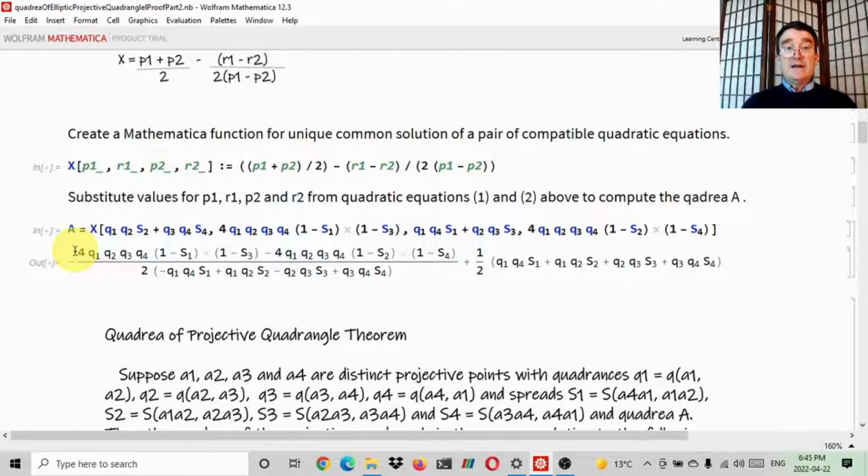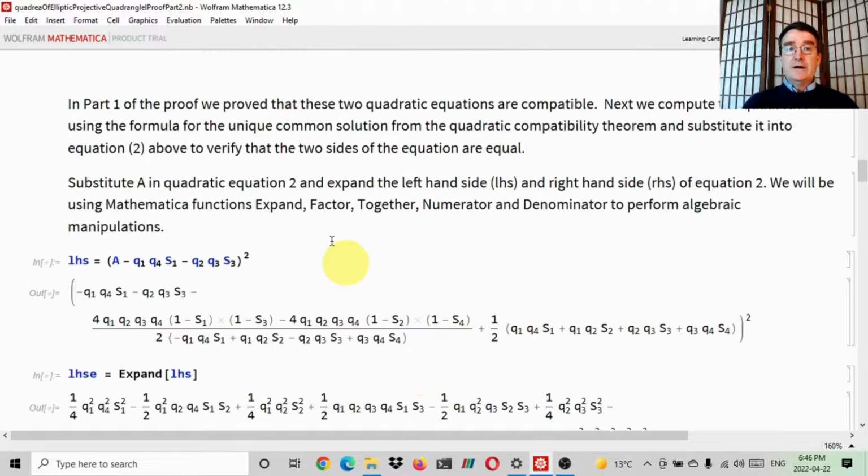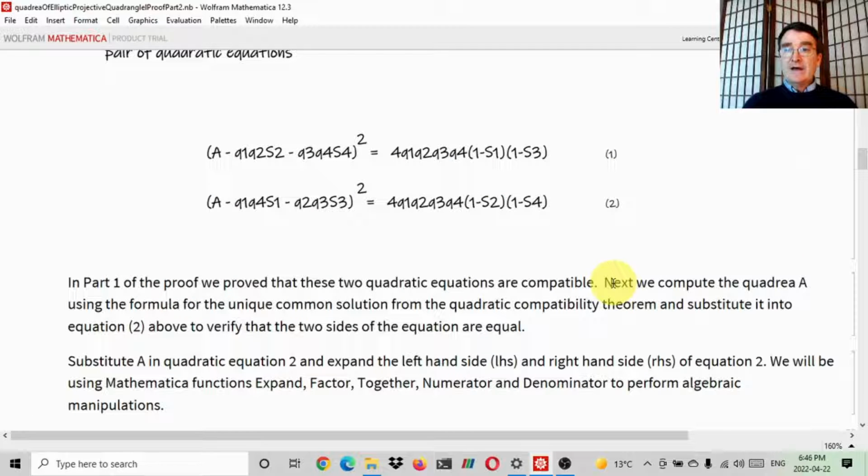This is just restating the quadria of the projective quadrangle theorem. I won't restate it, but here it is. So in part 1, we proved that these two quadratic equations are compatible. So next we compute the quadria A using the formula for the unique common solution of the quadratic compatibility theorem and substitute it into equation 2. So we're going to substitute the formula for A into this equation and verify that two sides of the equation are equal.